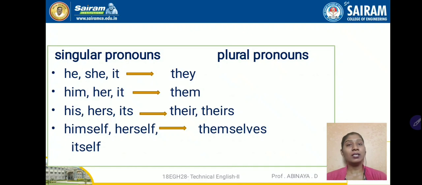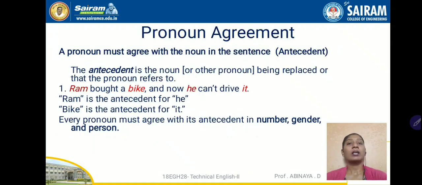There are singular and plural pronouns. What are the singular pronouns? He, she, it, him, her, it, his, hers, its, himself, herself, itself. All these are singular pronouns. They, them, their, theirs, themselves. All these are plural pronouns. While you are substituting a singular noun, go for singular pronouns. While you are substituting plural nouns, go for plural pronouns. Okay, let's go for the agreement.